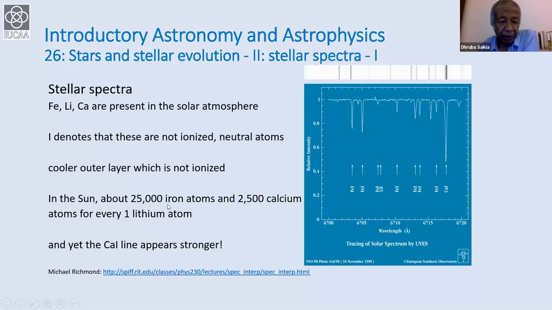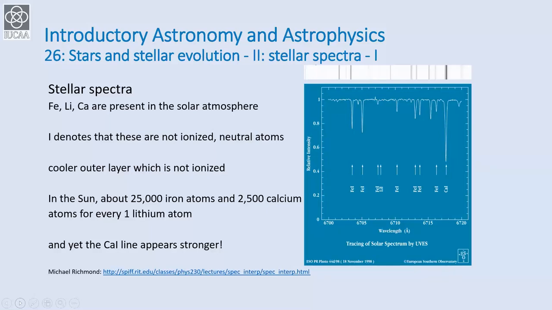In the sun, there are about 25,000 iron atoms and about 2,500 calcium atoms for every one lithium atom. Okay. So I just wanted to highlight to you that you can't straight away infer what lines or how many atoms are there. We're just looking at the strength of the lines. For example, you can see that calcium in this part of the spectrum is much stronger than the iron and the lithium lines over here. There are many more atoms of iron compared to calcium, yet calcium is much more prominent in the absorption line. Okay, so we will not do the maths, but we will try to get an intuitive understanding of the physical processes that determine why some lines are stronger than others.